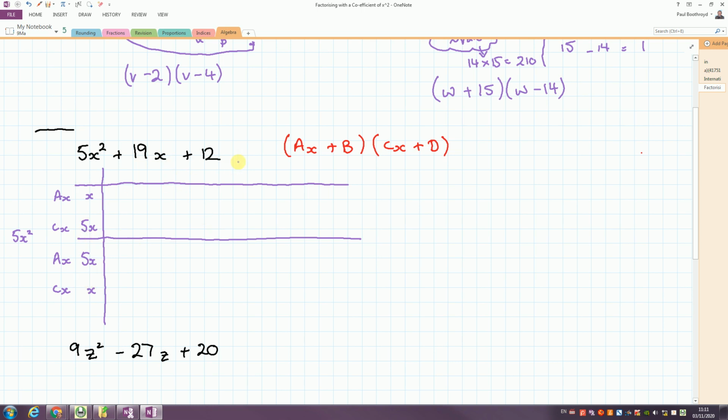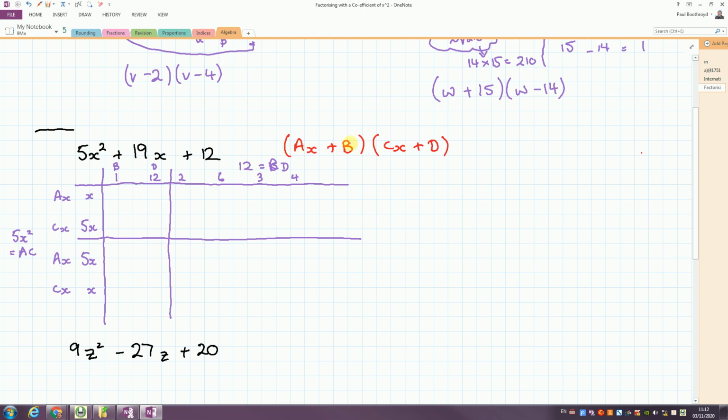The numbers across the top are the factors of the number 12, and they're the values that come from BD. The ones down the side came from AC. So for B and D, what numbers multiply to give us 12? 1 and 12. Next pair, 2 and 6, and then 3 and 4. I don't need to do the repeated pairs because only one pair of these things needs to swap round.